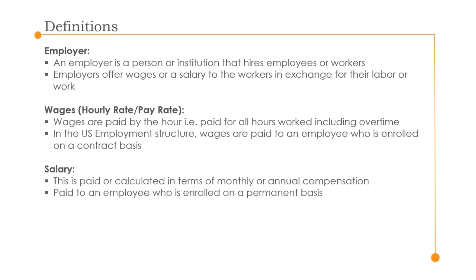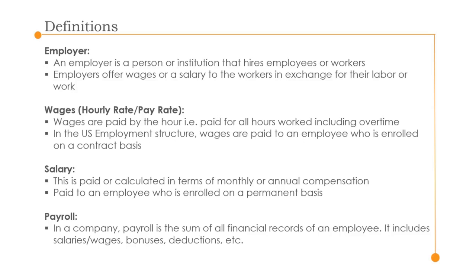Then we have salary. This is paid or calculated in terms of monthly or annual compensation. It's paid to an employee who's enrolled on a permanent basis. We have payroll. In a company, payroll is the sum of all financial records of an employee. It includes salary or wages, bonuses, deductions, etc.